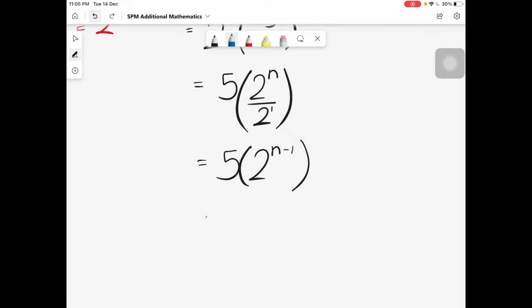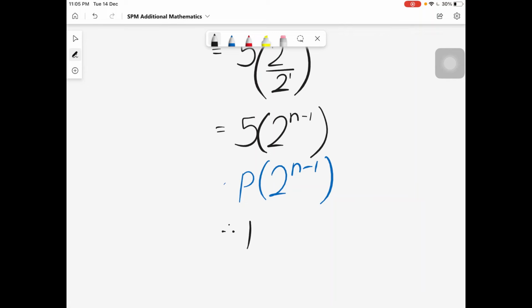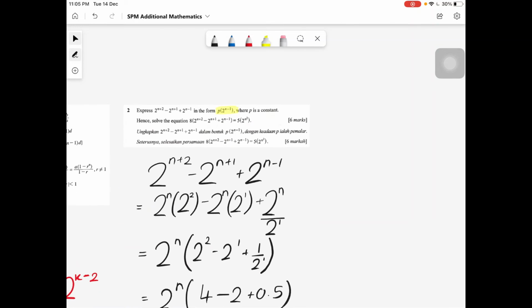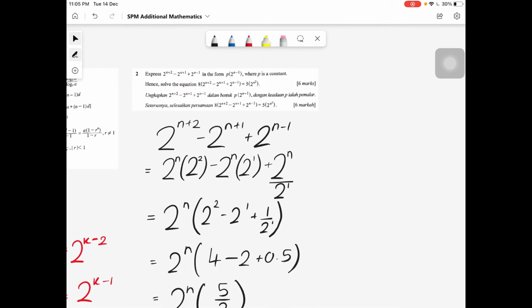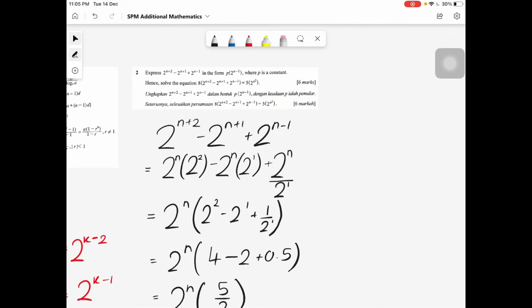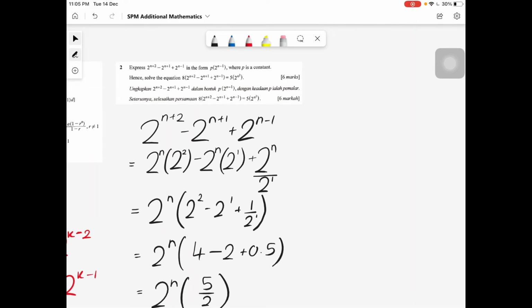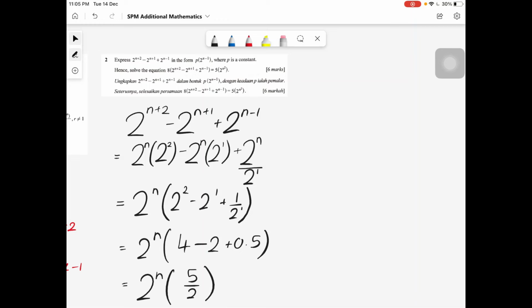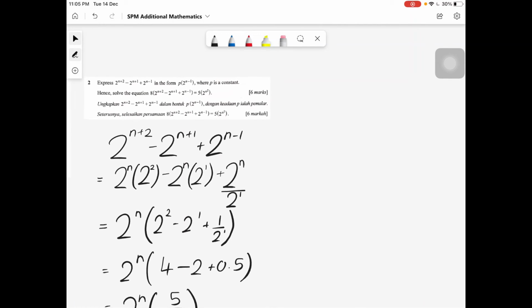5 p 2 power n minus 1. Therefore, p equals 5. And we know this is true because it says that p is a constant. So a constant and 5 is a constant. So that's great. Okay, we move on to the second part, which is the more interesting part of this question.